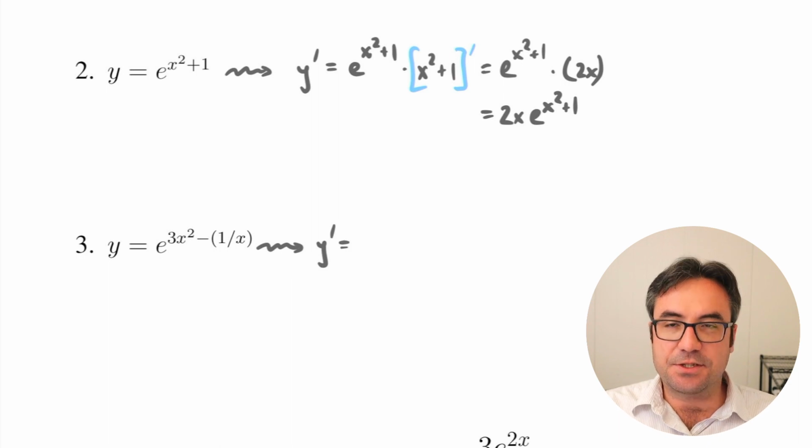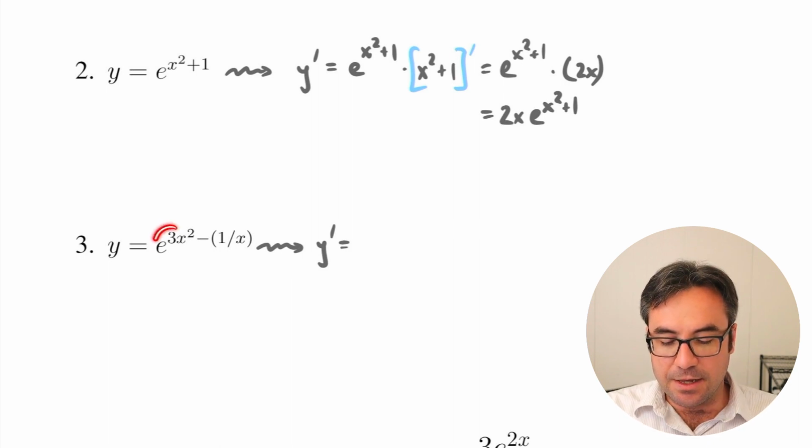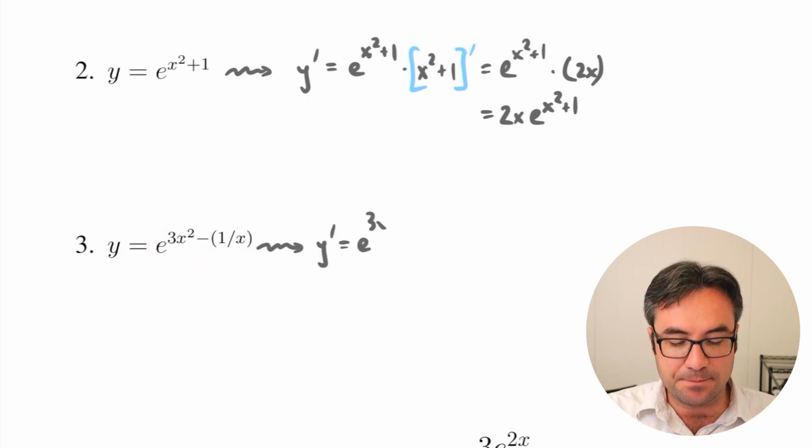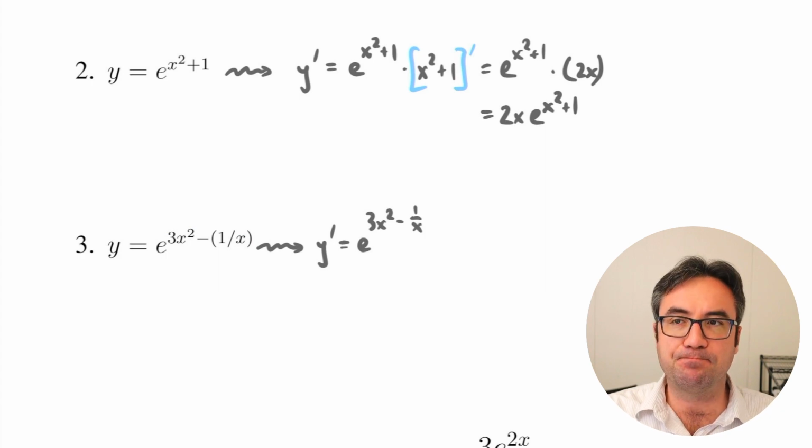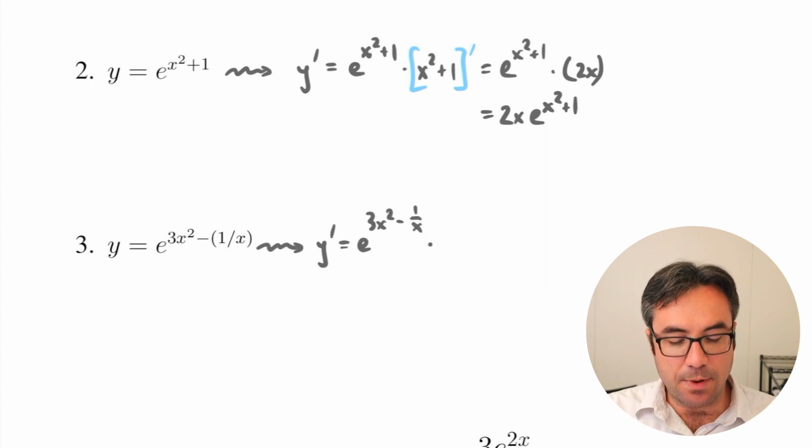All right, so let's start this one off. The first thing is we differentiate the exponential function. It stays exactly the same. So the exponential part stays exactly the same. And then we multiply that by the terms from the exponent, and we want to differentiate those.